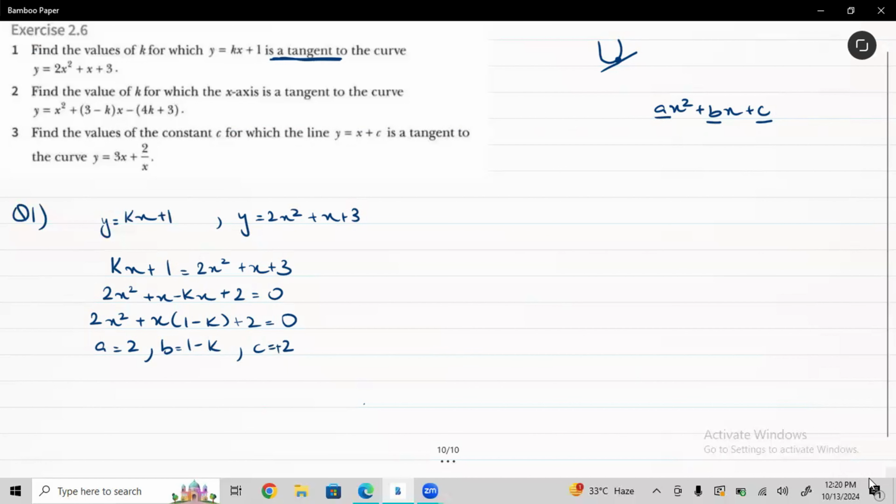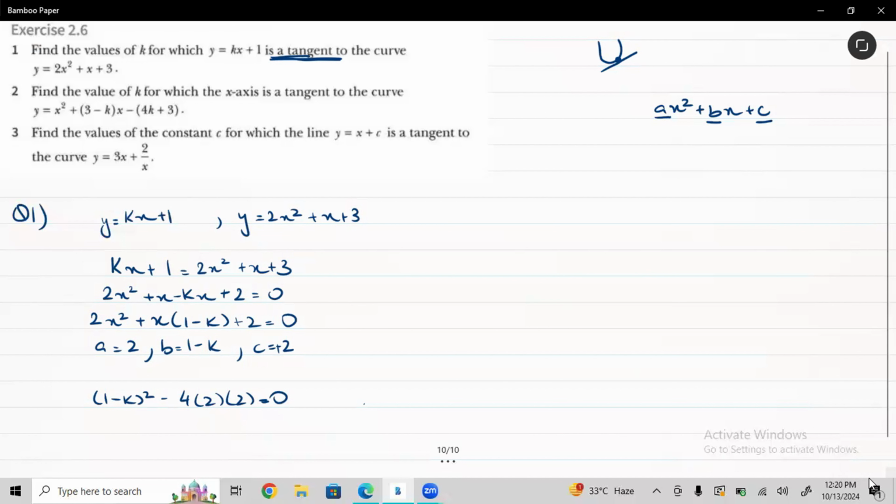Now we are going to put this into a discriminant equation: b squared, (1 minus k) whole squared, minus 4 multiplied by a, which is 2, multiplied by c, which is 2 again. What they've told us is that it is a tangent to the curve, meaning only one point where the line and the curve intersect. So we can say this is equal to 0, because the discriminant is equal to 0 when only one intersection point is there.